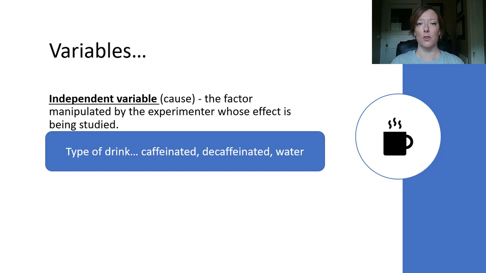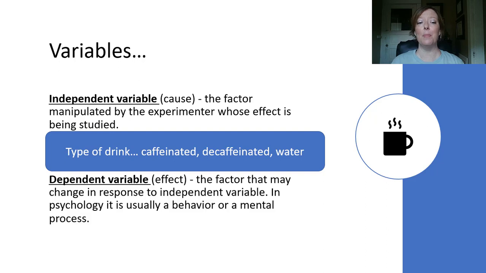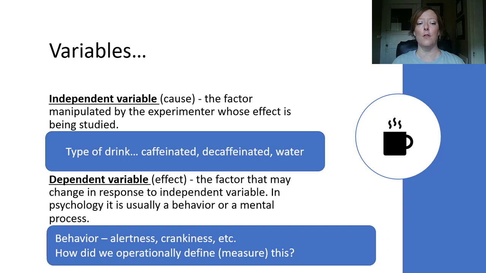It's really important that you understand that everybody gets the independent variable. It's just a difference in degree of how much or what type of variable they're getting. And the dependent variable is the factor that could change in response to the independent variable. In psychology, it's usually a behavior or a mental process. So you're looking at behavior, either alertness, crankiness.